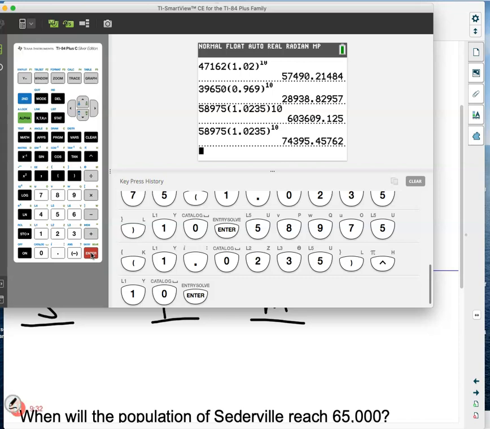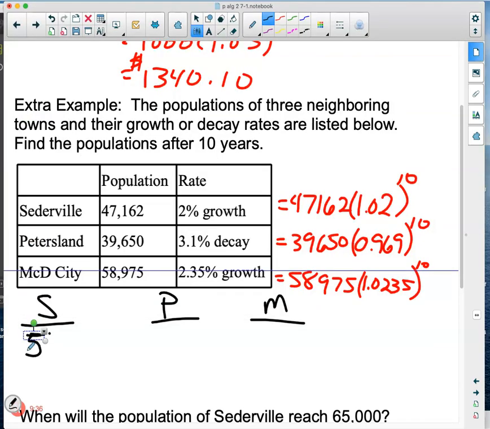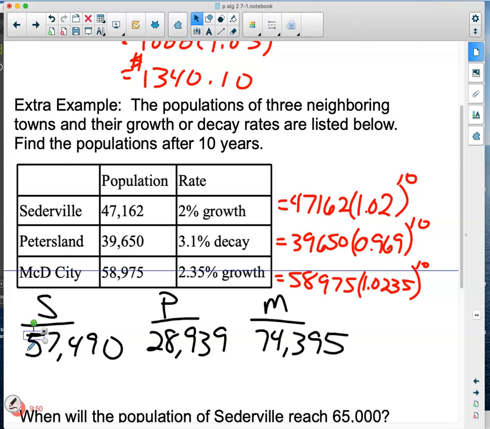So, 57,490. 28,939 and 74,395. So one of the things that we had in a little box yesterday, pardon me, was population growth. Absolutely. This is a really, really good model to use when you're talking about population growth.